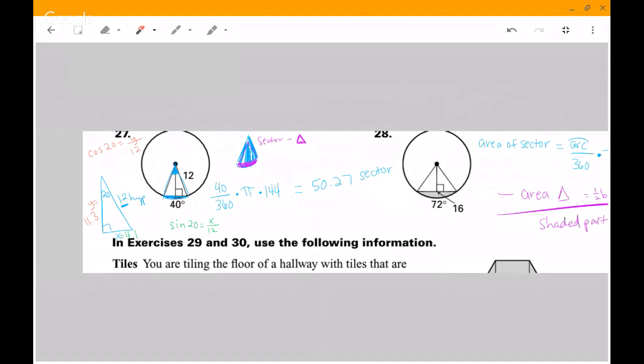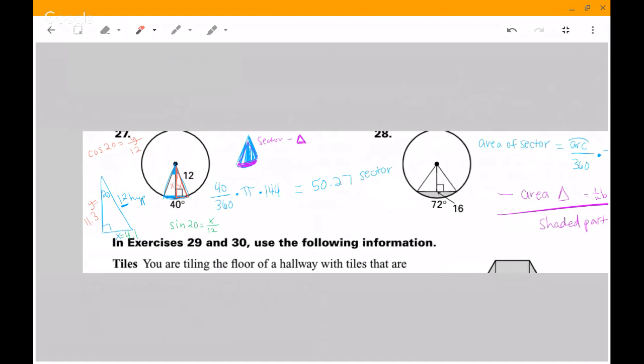Okay, so we know that we want to do the sector minus the triangle. But if you look at the triangle we just used, so that we could have a right triangle, what we just found are the measurements for just this little red triangle. So if we find the area of that little red triangle, we need to double it so that it'll take out both of these triangles.